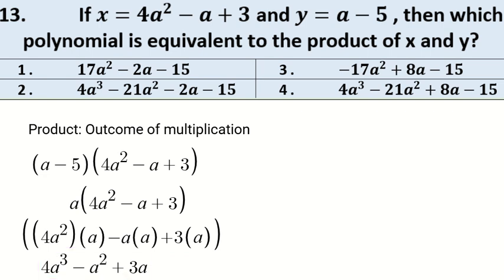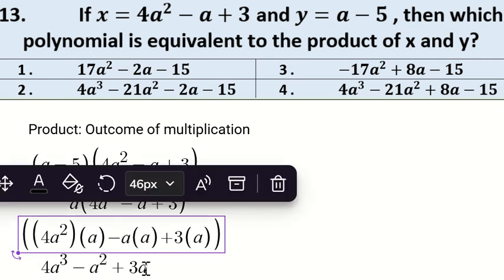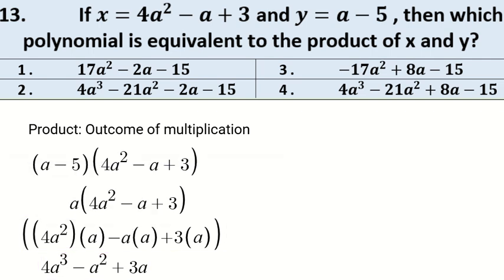4a cubed. Minus, now we have, add the coefficients, 1 and 1, right? They're always there, the 1 if there's nothing there for your variables. And that gives us a 2, right? So we keep track of signs, negative, negative, and then 3 times a is just 3a.